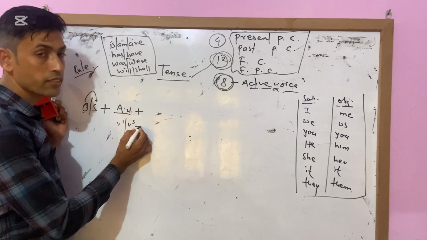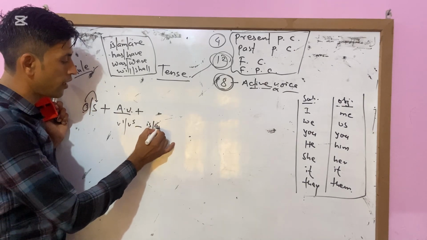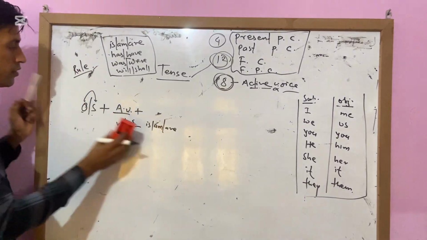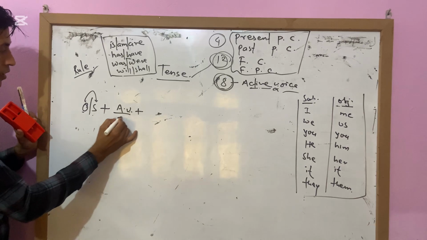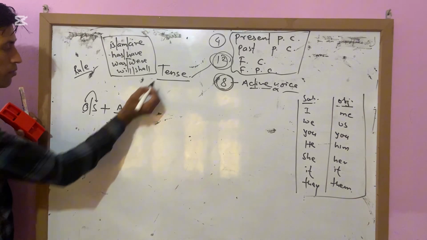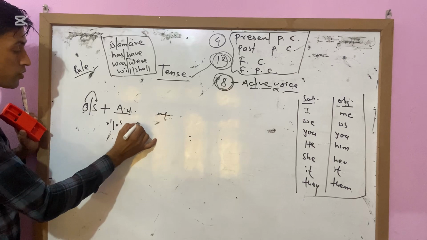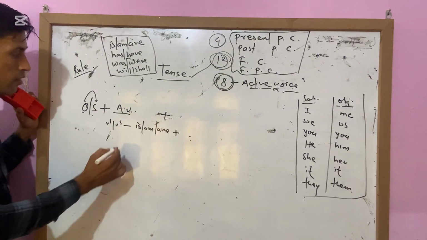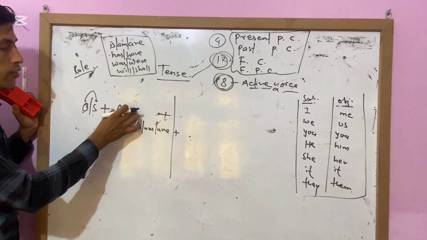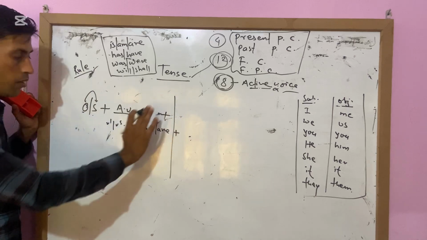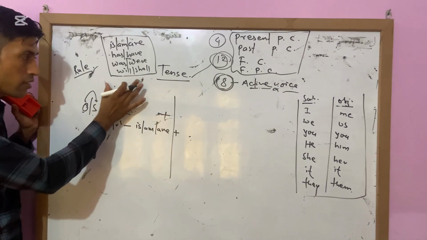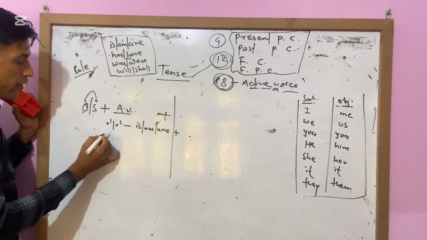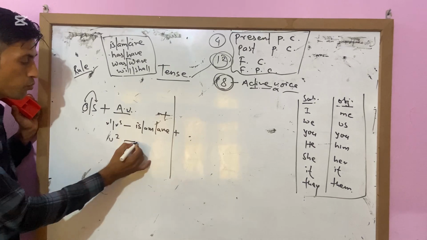So if verb 1 or verb 5 is given, then we use is, am, are. To make it clear, here I write: if no auxiliary verb and verb 1 or verb 5 is given, then we use is, am, are. If an auxiliary verb is given, then it is okay. No auxiliary verb means verb 1 or verb 5 is given in active voice, then we use is, am, are. Got it? If verb 2 is given, we use was, were.